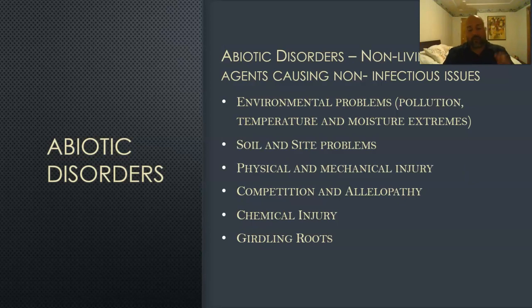And so now, what we've been building to is the idea of these disorders that we have to deal with. We're going to talk about abiotic, or the non-living agents causing non-infectious issues. We're going to talk about abiotic disorders first. Running through the list: environmental problems like pollution, temperature, moisture exchange, soil and site problems, physical and mechanical injury, competition and allelopathy, chemical injury, and girdling roots.